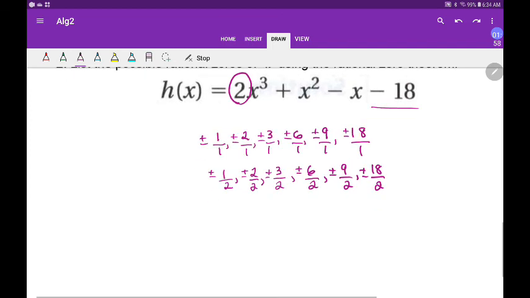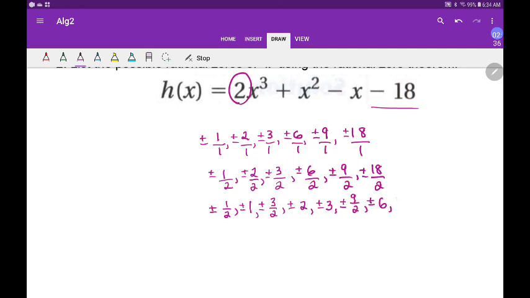Alright, so let me gather all my possibilities. All my possibilities are, starting with the lowest, plus or minus 1/2, and then I have plus or minus 1, and then I have plus or minus 3 over 2, that's next, and then plus or minus 2. I'm not saying 2 over 1, I'm just saying 2, because 2 over 1 means that. And then let's see, I have plus or minus 3, and then I have plus or minus 9 over 2, and then I have plus or minus 6, plus or minus 9, and plus or minus 18.